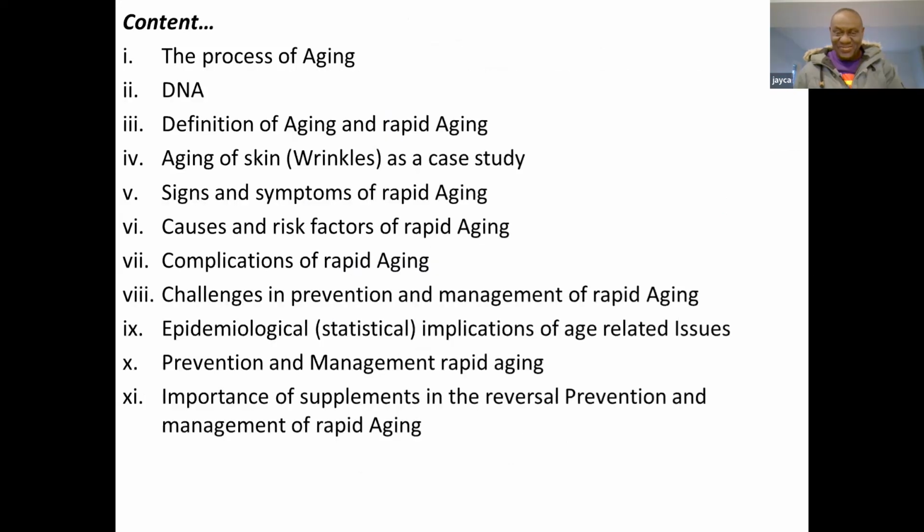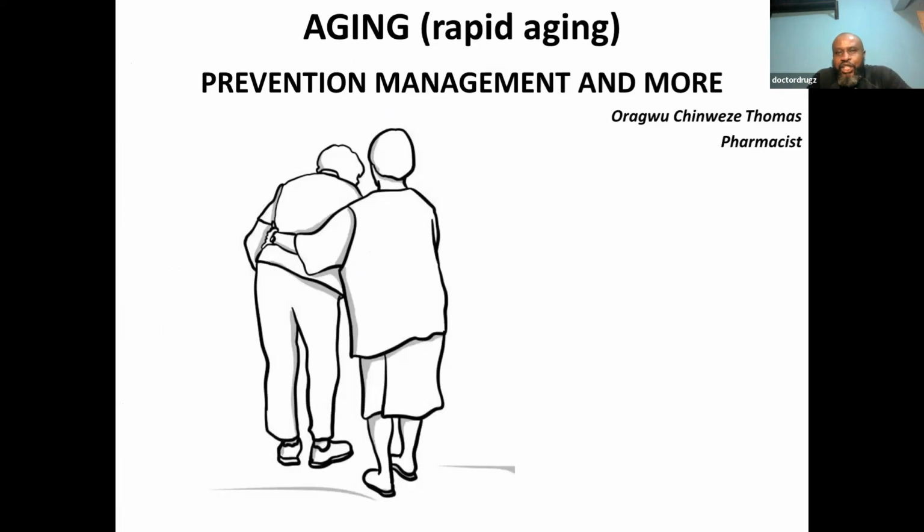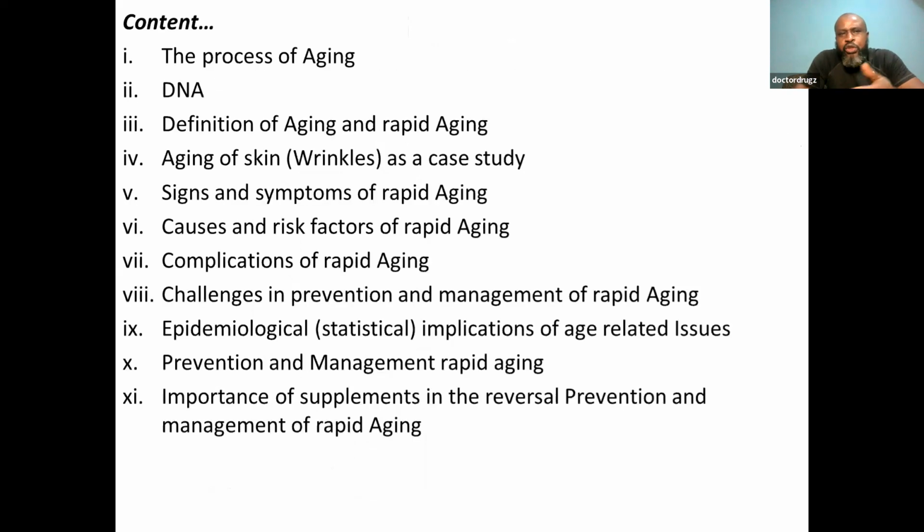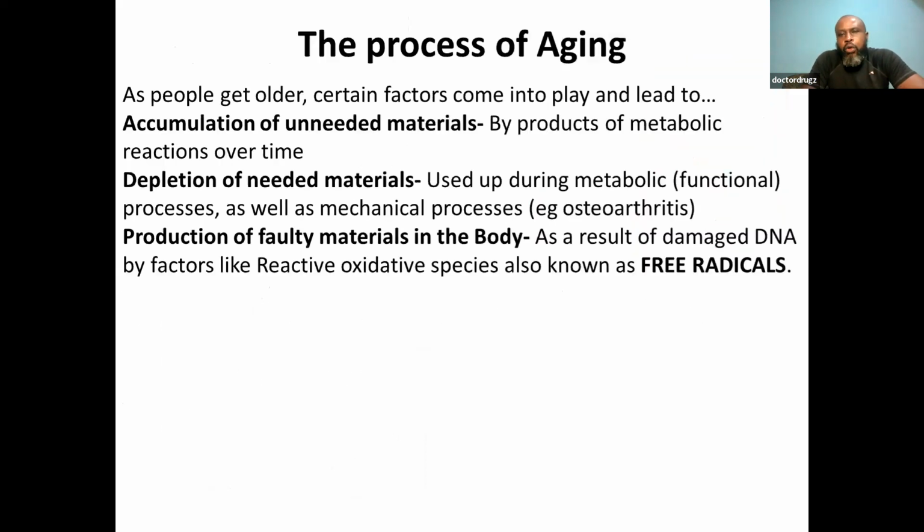So be that as it may, today we're going to talk about aging, rapid aging, prevention, management, and more. Now, the process of aging has to be discussed. We can't talk about aging without DNA. Oh, before I forget, my name is Lucky. Now, we have to define what aging and rapid aging is. We have to talk about the signs and symptoms of rapid aging. How do you know whether you are aging rapidly? Causes and risk factors of rapid aging, complications of rapid aging, and more.